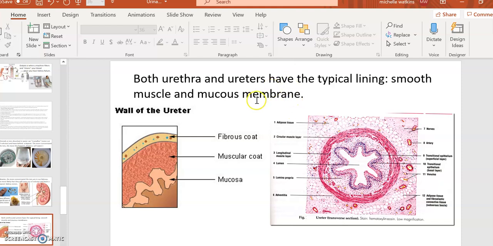Okay, the urethra and the ureters have both the lining that we're pretty familiar with, smooth muscle and mucous membranes. Mucous membranes for protection, smooth muscle. This is an actual photograph. It's got a very bumpy, ridged edge. It's kind of odd.